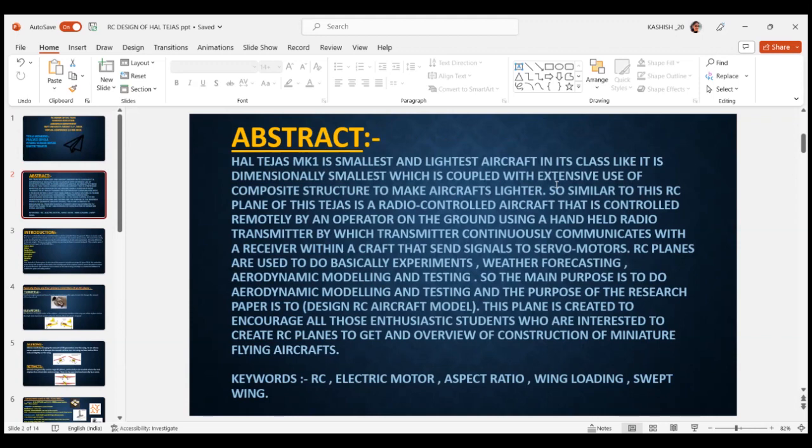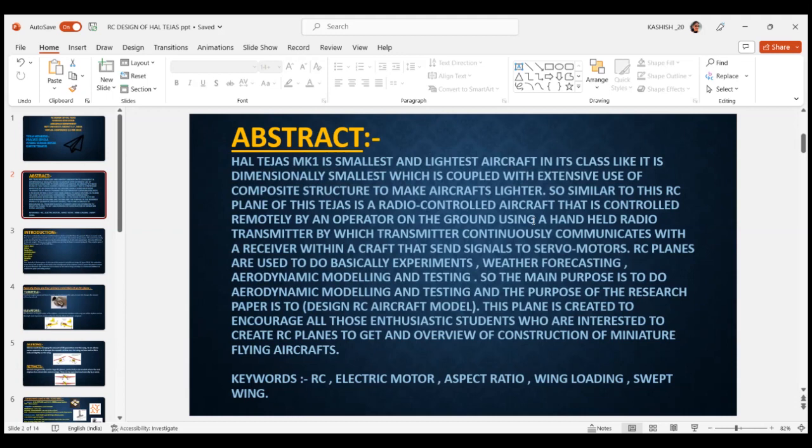Similar to this, the RC plane of this Tejas is a radio-controlled aircraft that is controlled remotely by an operator on the ground using a handheld radio transmitter, which continuously communicates with the receiver within the craft that sends signals to servo motors. RC planes are basically used for experiments like weather forecasting, aerodynamic modeling, and testing. So the main purpose is aerodynamic modeling and testing, and the purpose of the research paper is to design an RC aircraft model.